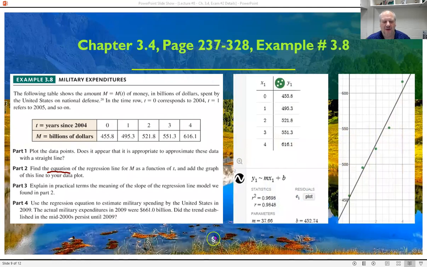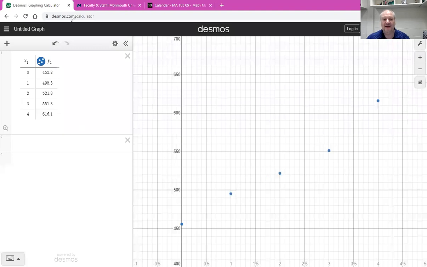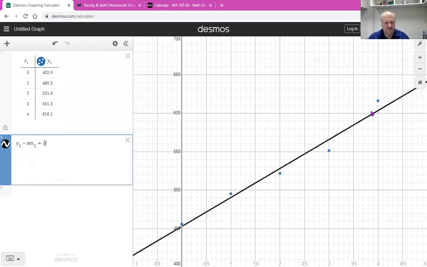Let's go in and find the equation of the regression line. All you have to do is say in syntax, okay, Desmos, please relate column x1 and column y1 in a linear way. So I'll write the formula of what linear means. y1 similar to mx1 plus b.